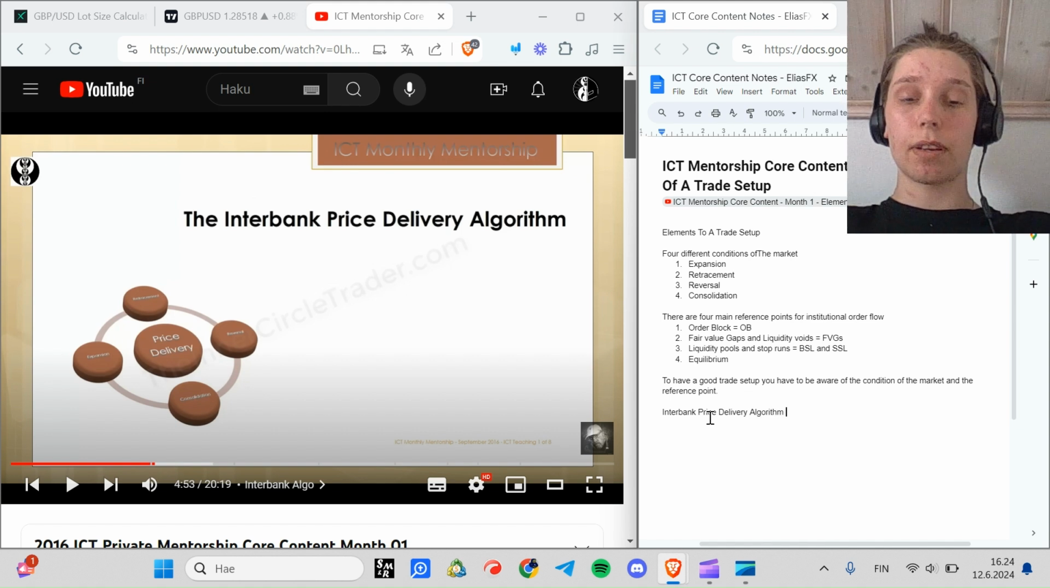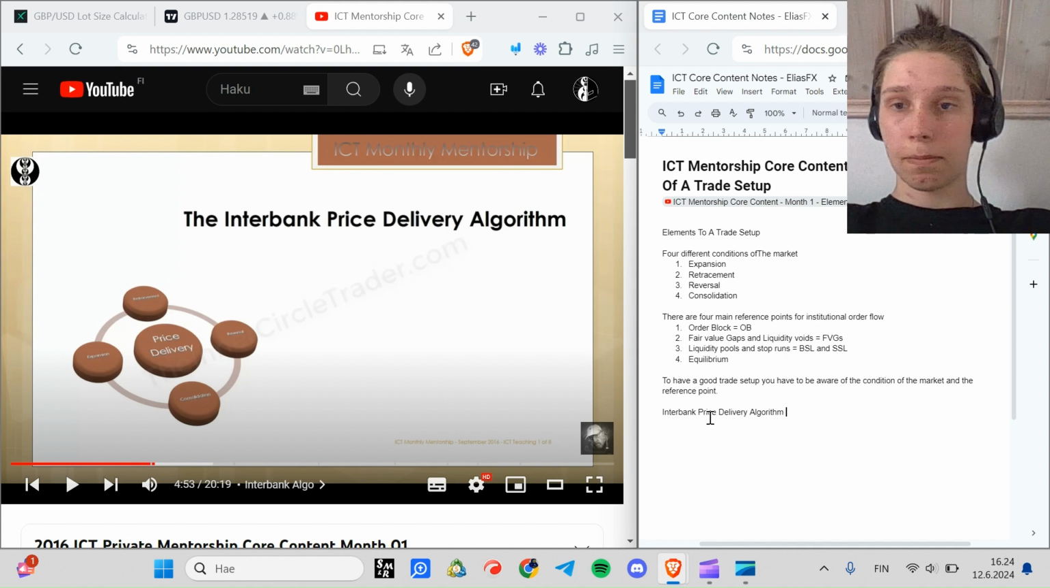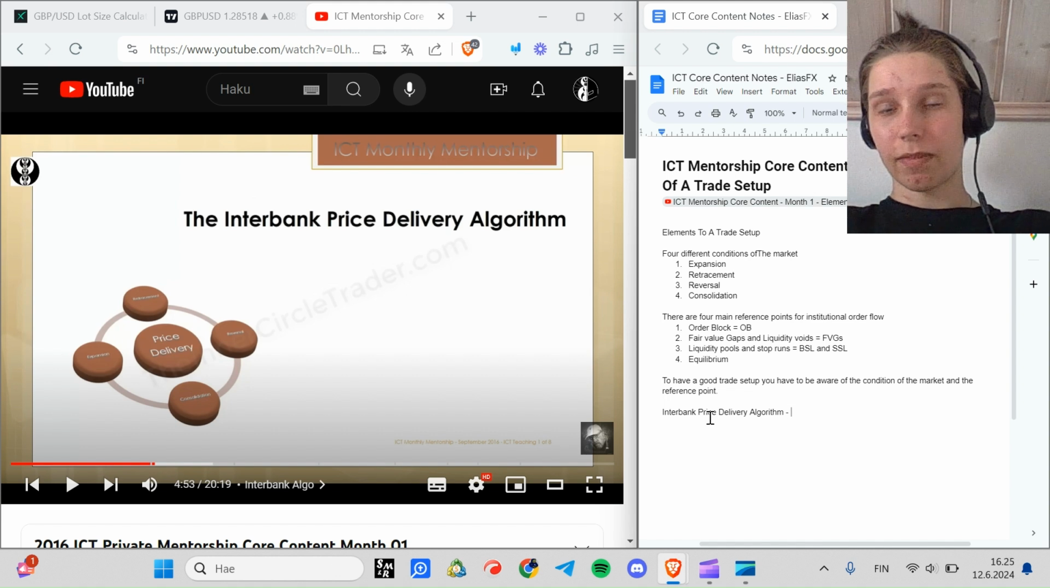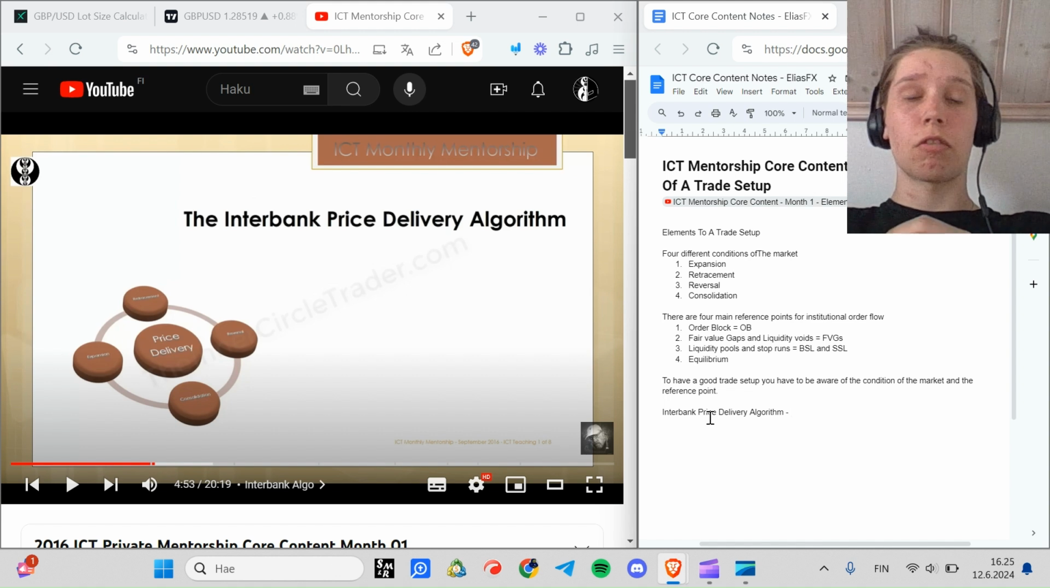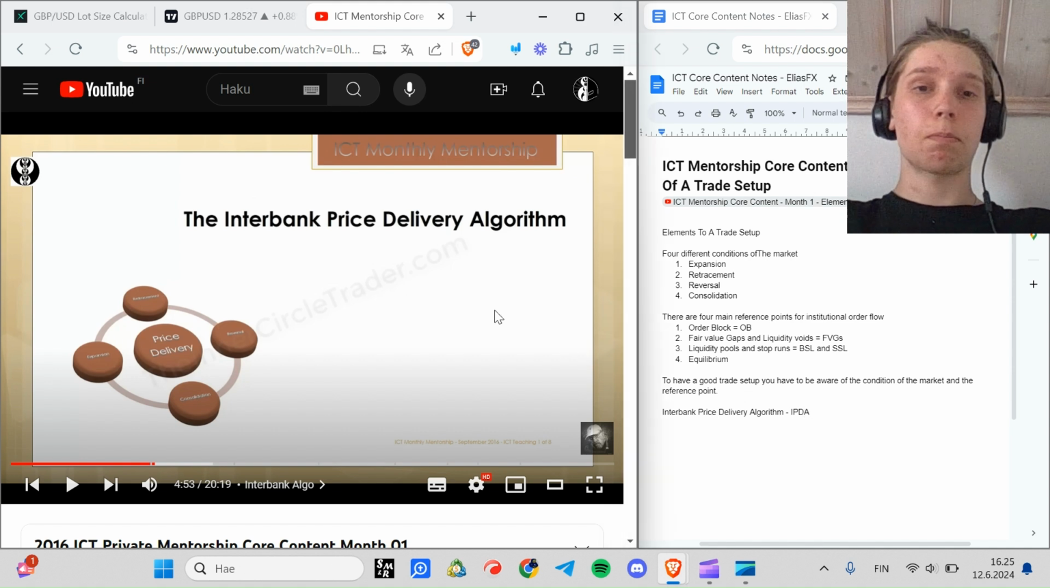So these are kind of basics that you have to know when you are introduced to ICT concepts. And don't worry, this is nothing too complex. So we are going to have IPDA. There you go. And let's continue.